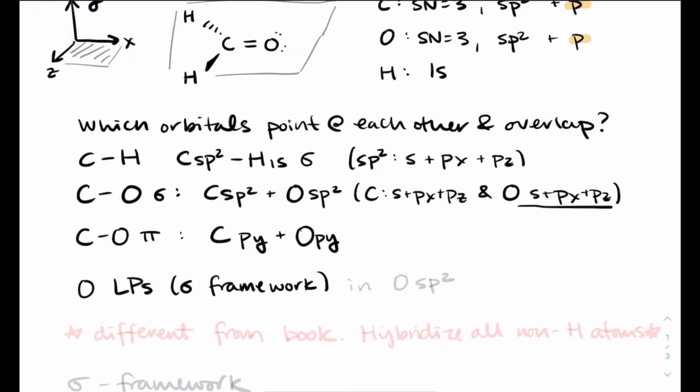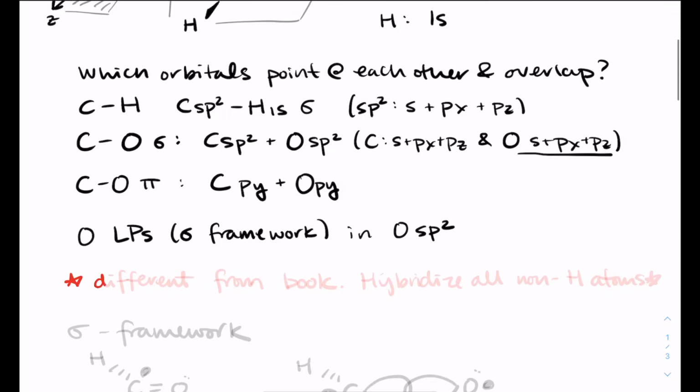Okay, now you might feel like you're done. There's one more thing that we're going to account for, which is the oxygen lone pairs. This is considered part of the sigma framework. So, there will be a reminder, but when you do the sigma framework, you're going to do all single bonds. You will do one of the bonds if you have a double bond or a triple bond.